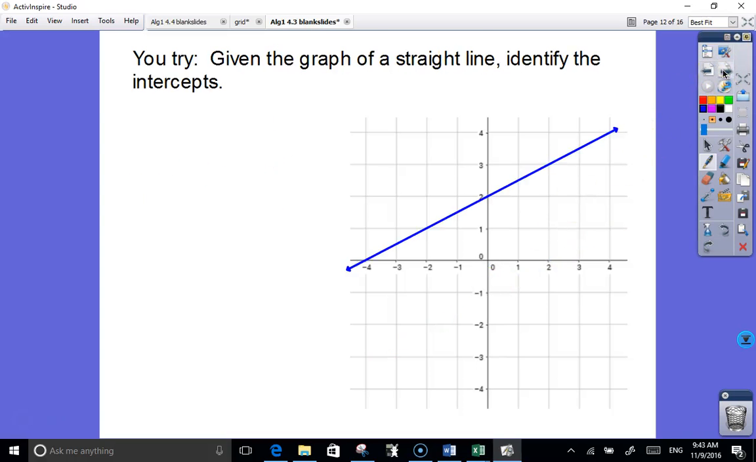So here's your try. You could just tell me right away. The y-intercept was 2, that's right there, and the x-intercept is -4 right there. One thing I'm not doing, which I probably should, is pointing out that's the x-axis, that's the y-axis.